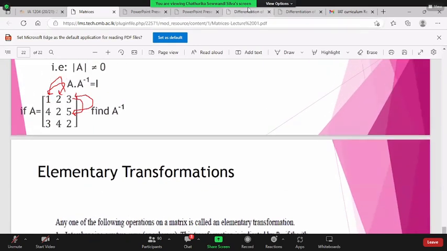So here we have a matrix. Here what we are going to do is, we get the first row. For example, we get the first row and we multiply the full first row, that means all the three elements of the first row, by a scalar.